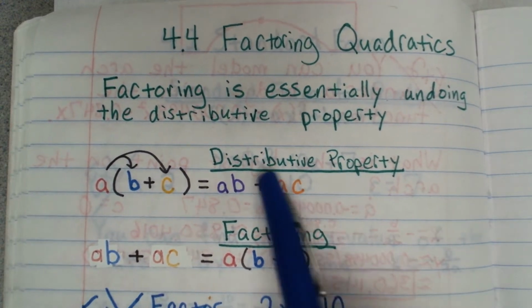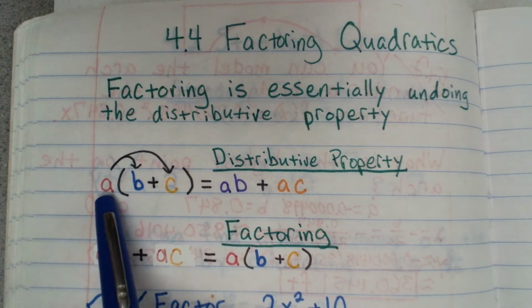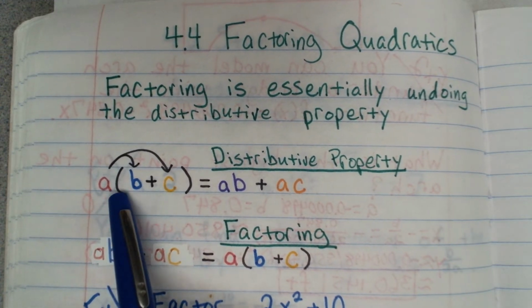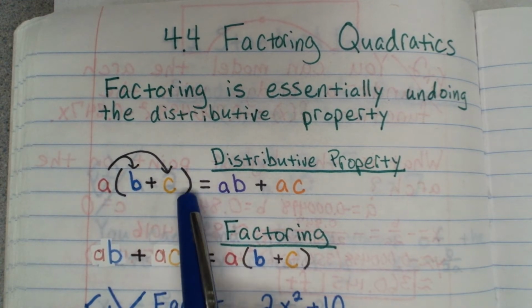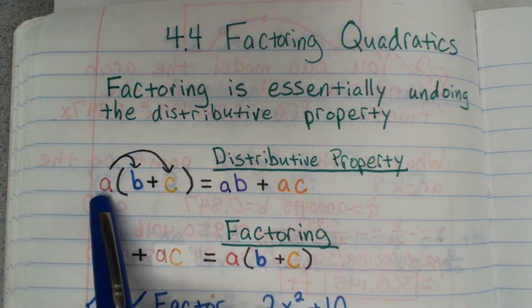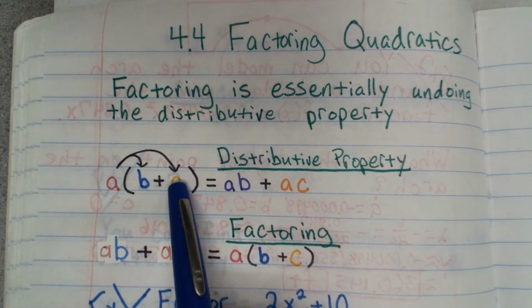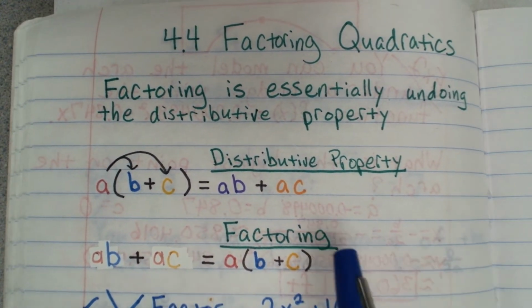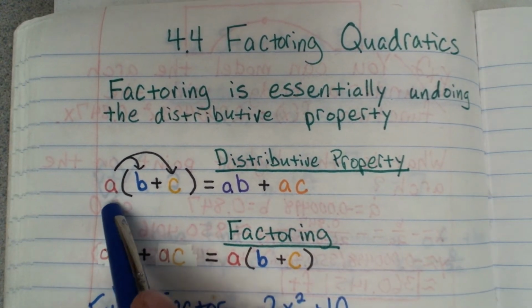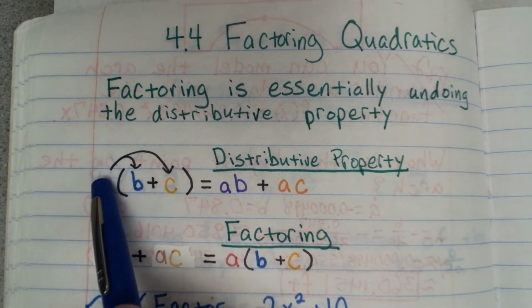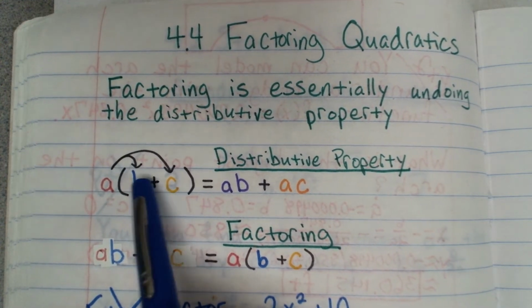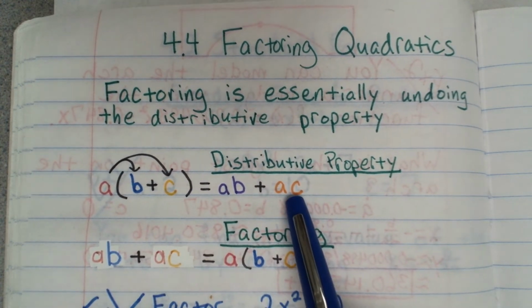Hopefully you remember that it says when a number, say A, is multiplied into a quantity of numbers, usually set off by parentheses or some other grouping symbols, you can distribute that A to get an equivalent result. So A multiplied by the quantity B plus C is equal to A times B plus A times C.